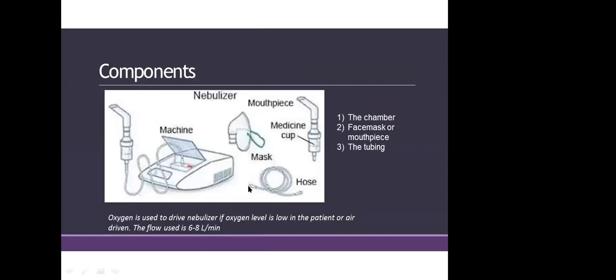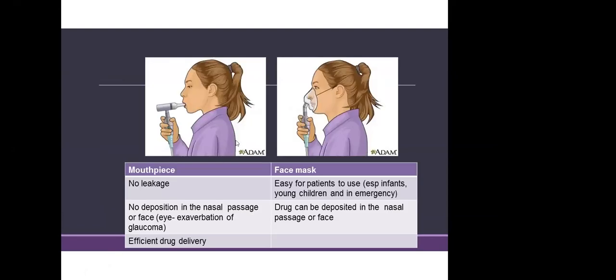These are the components of the nebulizer: the machine or chamber, face mask or mouthpiece, and the tubing. The oxygen flow is about 6 to 8 liters per minute. Either you can use a mouthpiece or a face mask in nebulizer. So what makes it different? With a mouthpiece, usually there will be no leakage and no deposition in the nasal passage or face.